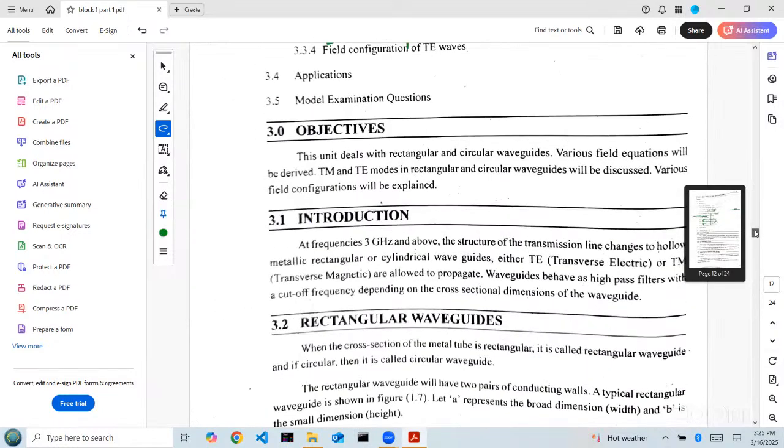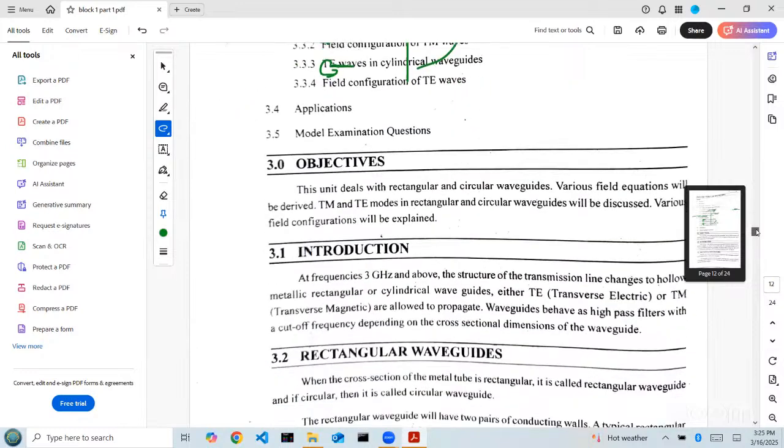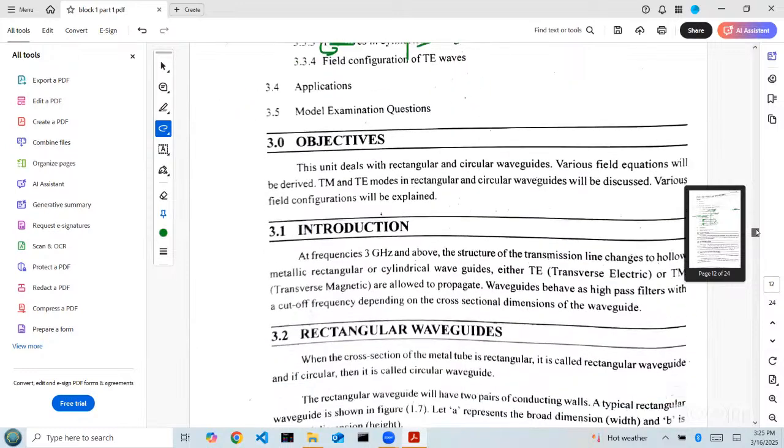If the shape of the waveguide is rectangular, we call it a rectangular waveguide. If the area of cross section is circular, we call it a circular waveguide, which is given in the 3.2 first paragraph. What is a rectangular waveguide? What is a circular waveguide? If the area of cross section is in the form of a rectangle, it is called a rectangular waveguide. If it is in the form of a circle, it is called a circular waveguide.